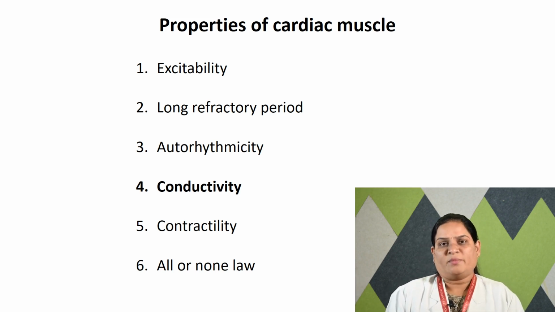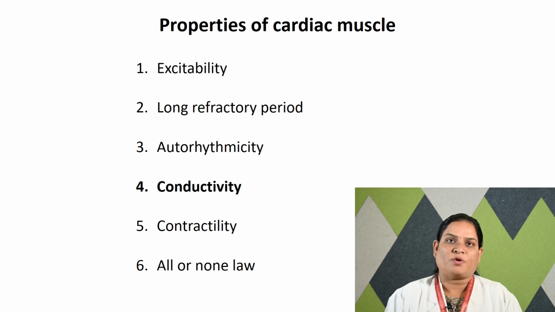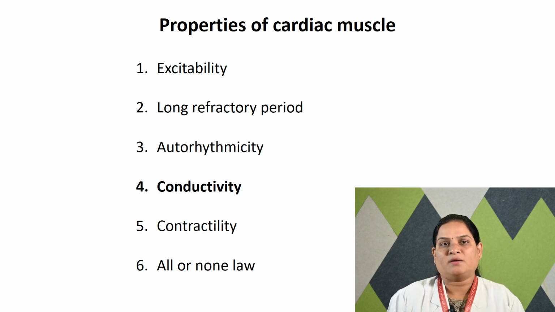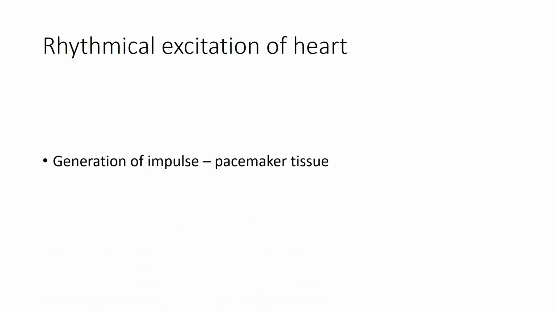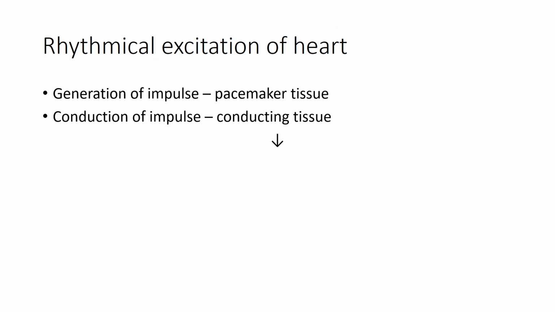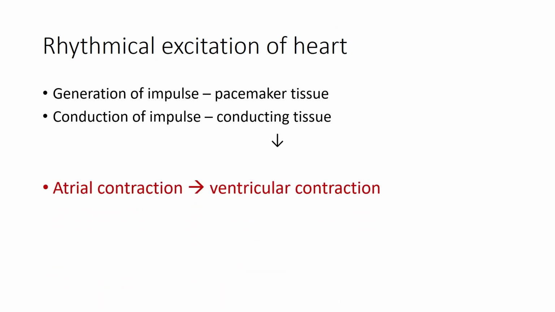I already mentioned, or enumerated, all the properties of the cardiac muscle, that is excitability, long refractory period, autorhythmicity, conductivity, contractility, and all-or-none law. So today I am going to highlight the conductivity of the heart, that is the conducting system of the heart. Here we see the rhythmic excitation of the heart.